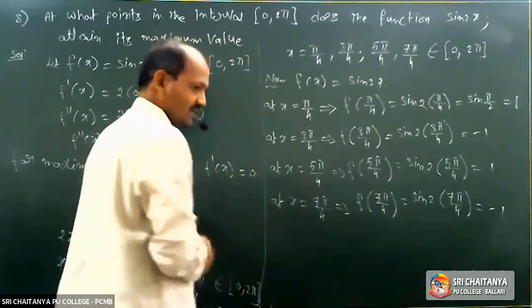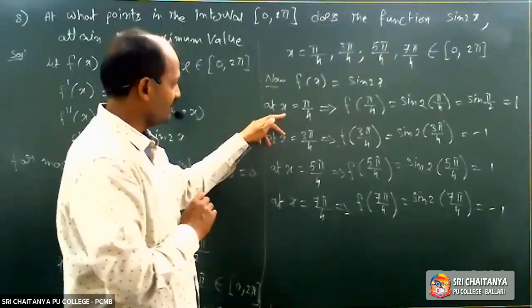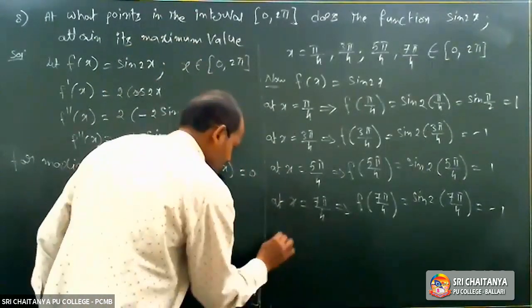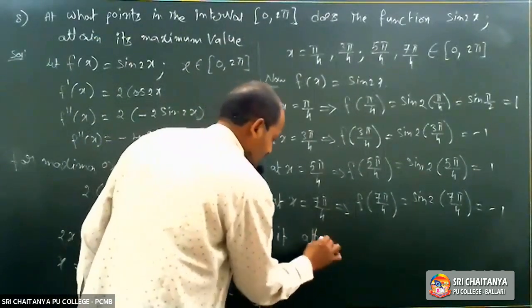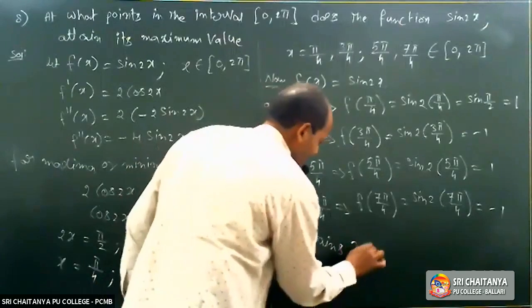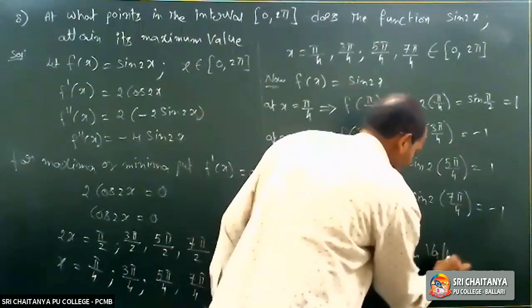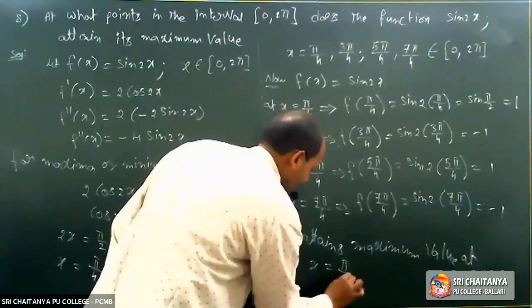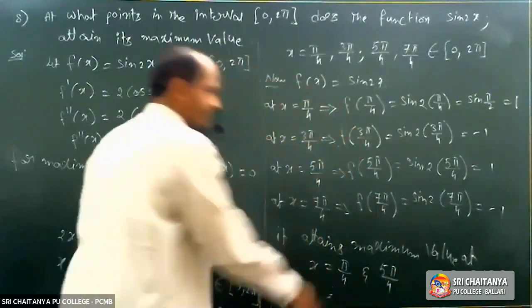This function attains maximum at x is equal to pi by 4 and 5 pi by 4. So it attains maximum value at x is equal to pi by 4 and 5 pi by 4.